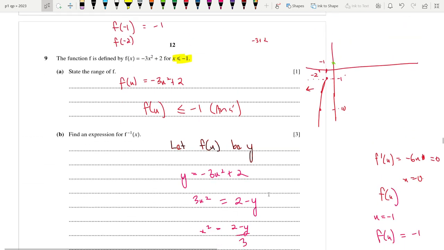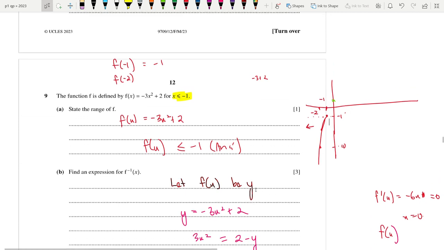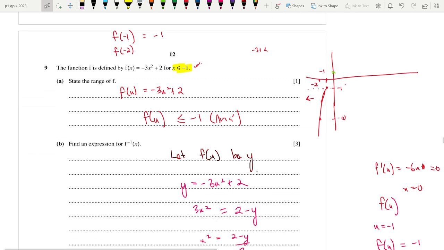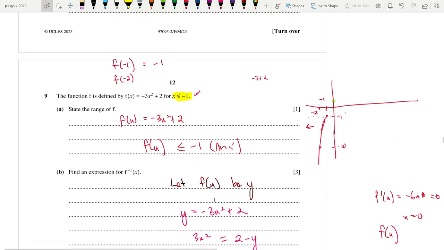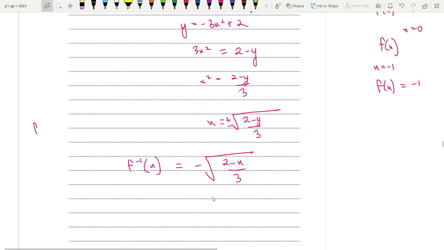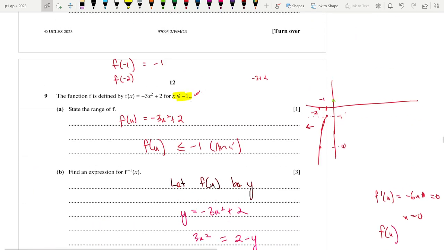But as you guys know, you can only take 1. So a simple trick is, if the domain has a less than sign, just go for the negative one. That's a simple trick, but I'll show you how you can check. So for the other one, it would have been plus root over 2 minus x by 3.